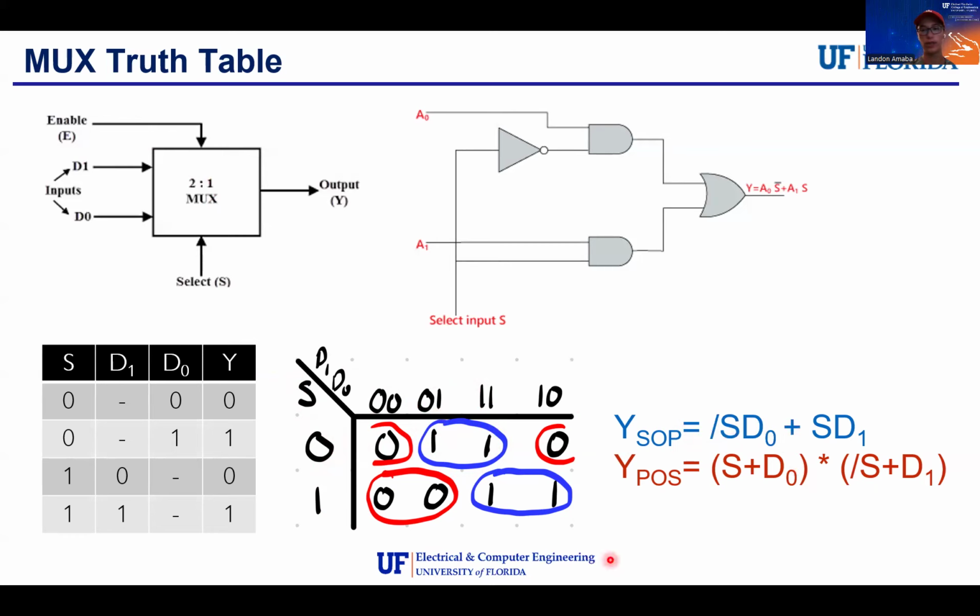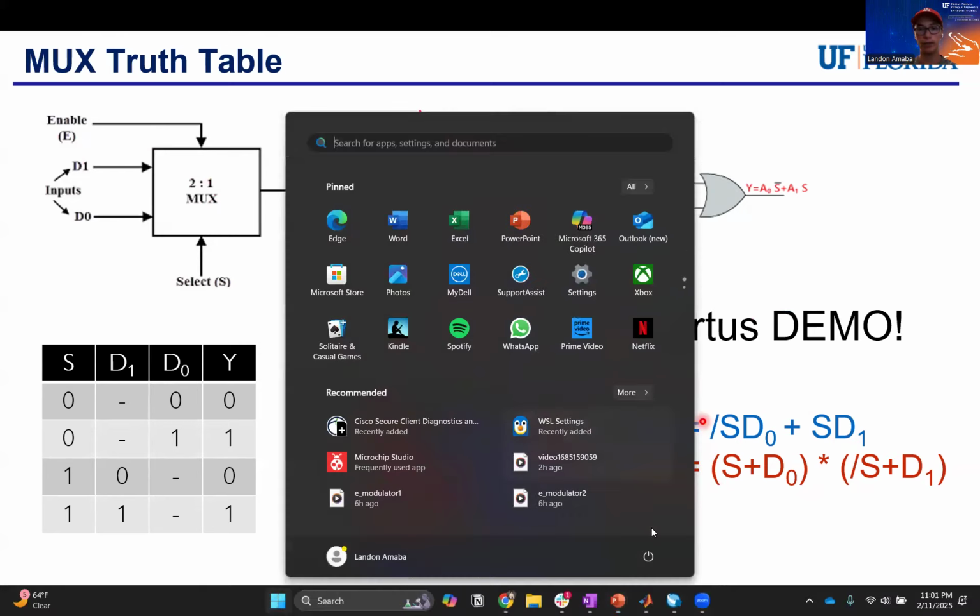And then we'll OR this with our second circle. You can see S stays the same. D0 will change, and D1 will stay the same. So this is how we get S AND D1. Same process here for our product of sums. And now I have a quick Quartus demo.